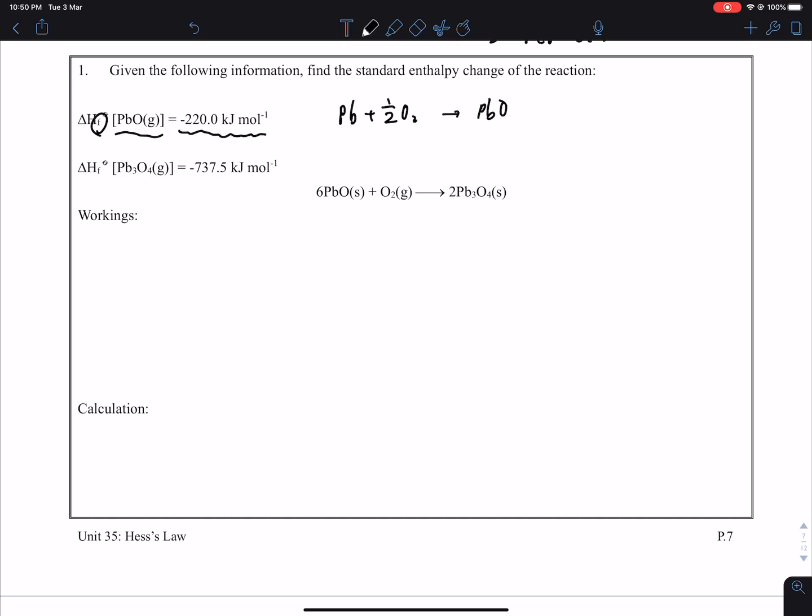I'm not going to copy it once again. Okay, next one, we have another thermochemical equation for the second one. So Pb plus O2 becomes Pb3O4. We balance it by putting 2 and putting 3 over here, and the enthalpy change will be that one. And let's work this out together again.